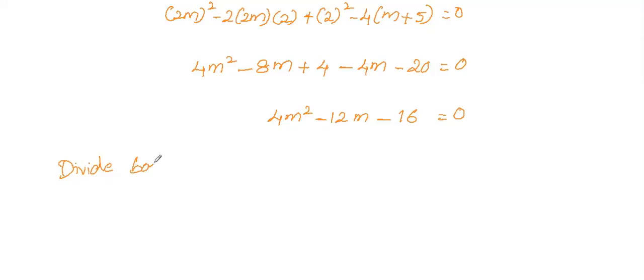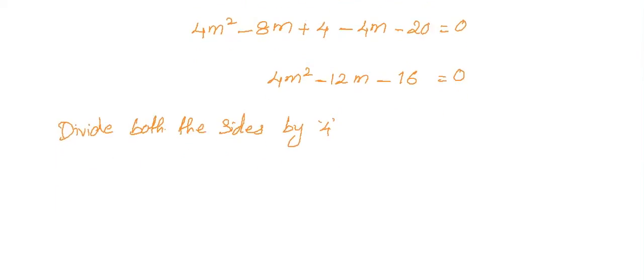See here we have 4 in all the 3 terms. So just divide both the sides by 4. So we'll get m square minus 3m minus 4 equals to 0.